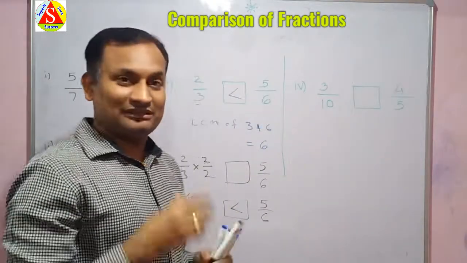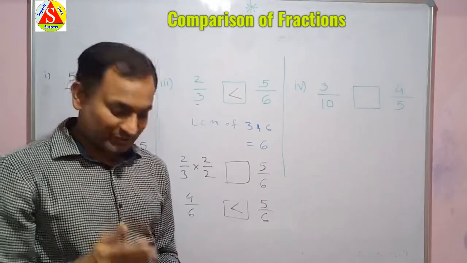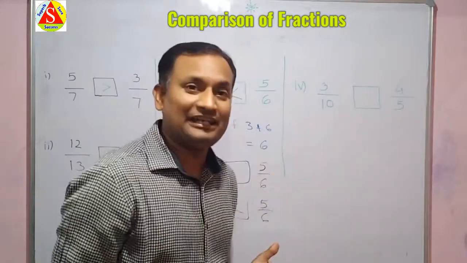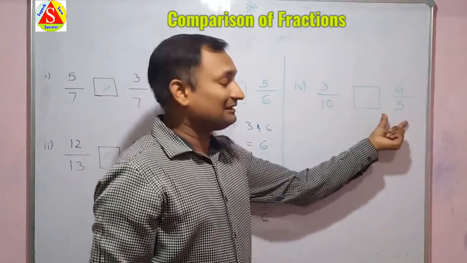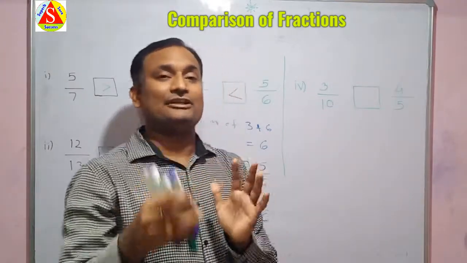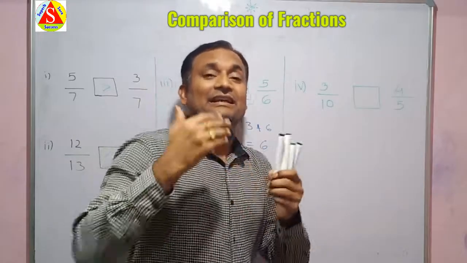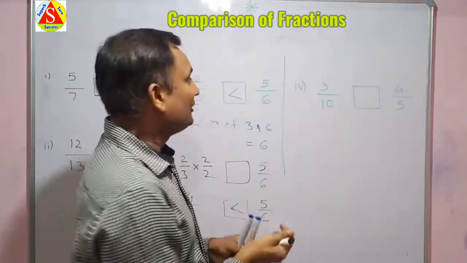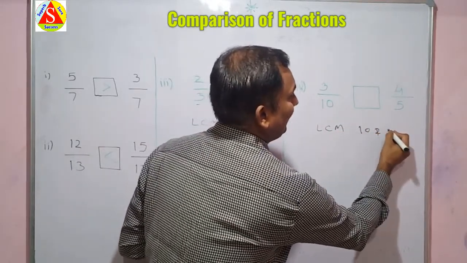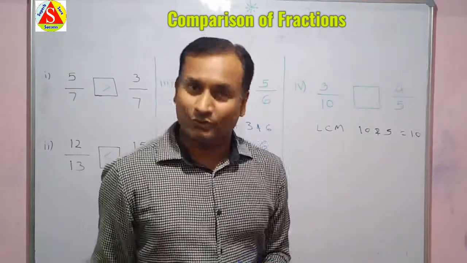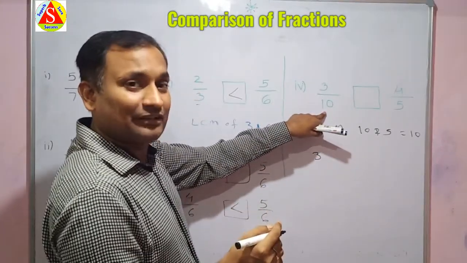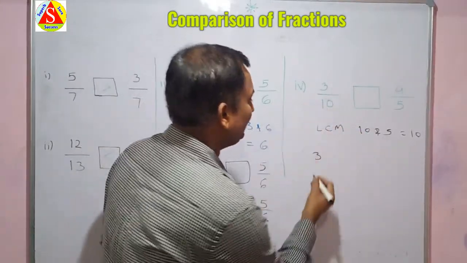Now dear students, I hope it will be clear to you. Now we are going to solve the fourth question. Again you can see here we have different denominators. So first of all we have to convert into like fractions by making equal denominators. Dear students, for that again we will take the LCM. The LCM of 10 and 5 will be 10.